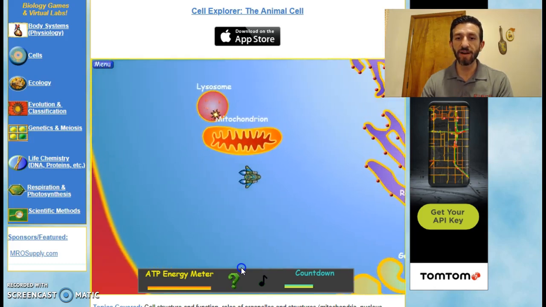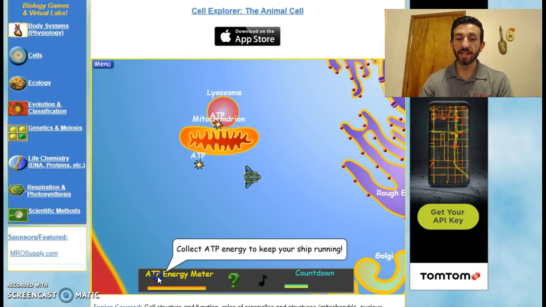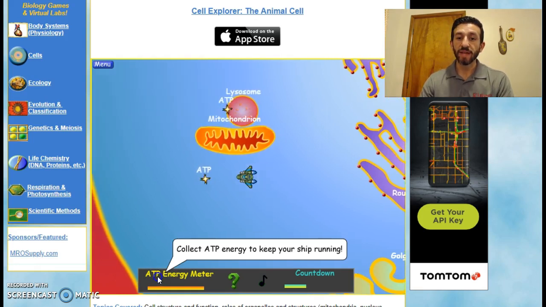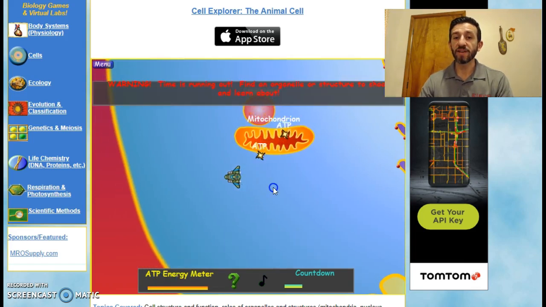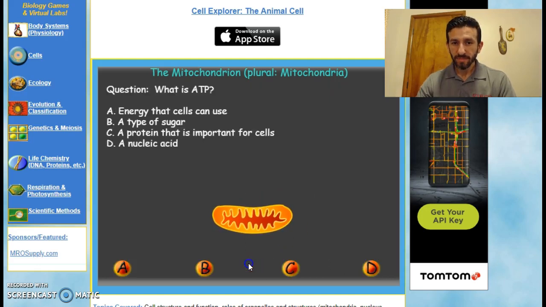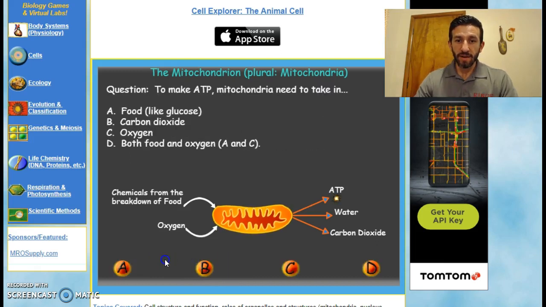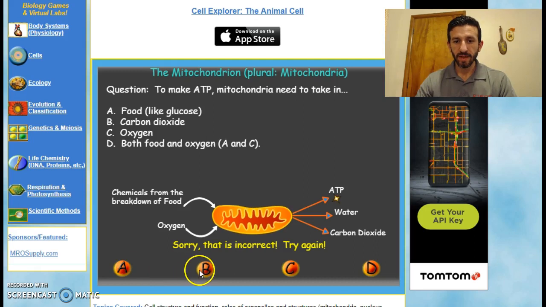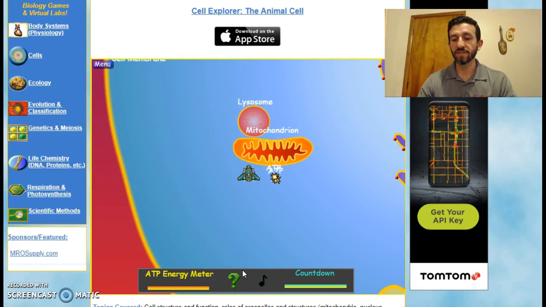Another thing that they learned really well is that they need ATP for fuel. Okay, so if you notice on the bottom here, it says ATP energy meter. Collect ATP to keep your ship running. And then if they go a long time without ATP, it will actually flash red and eventually they'll stop. Now this is telling me to shoot things, and I can shoot it and it will tell me what it does, and I can answer questions about the mitochondria and so forth. And you can see here it gives them consistent feedback.